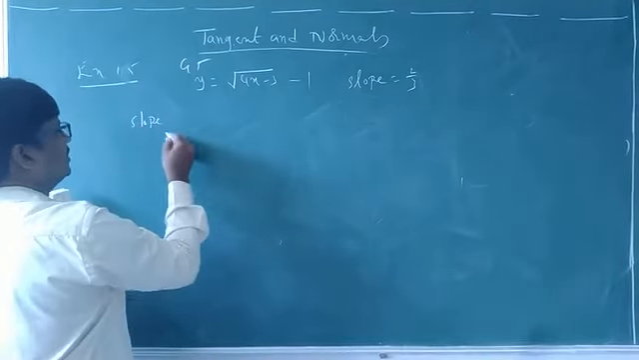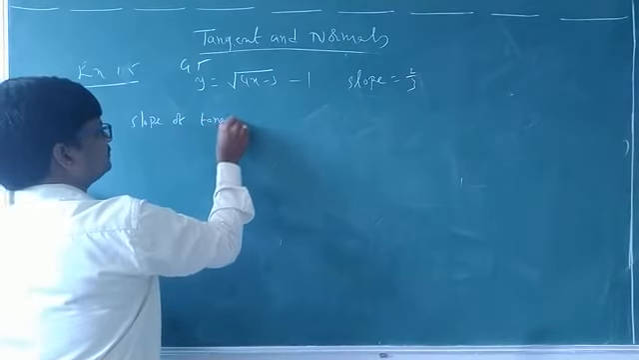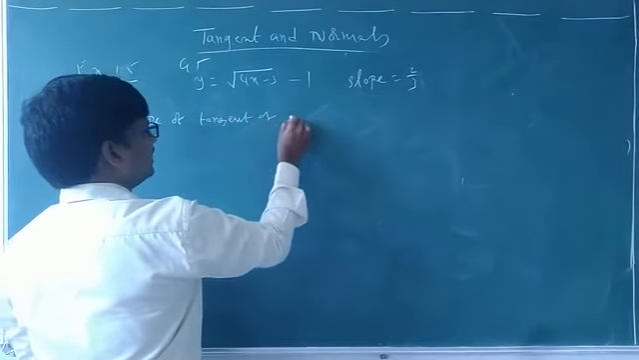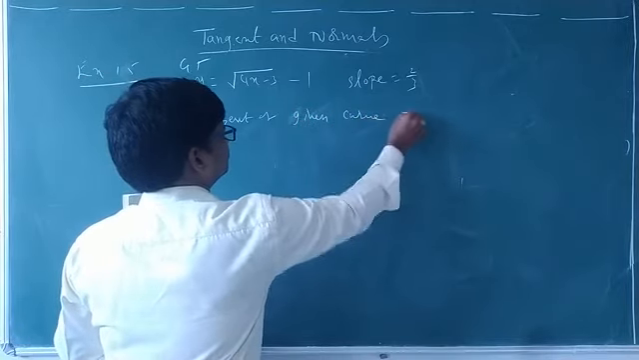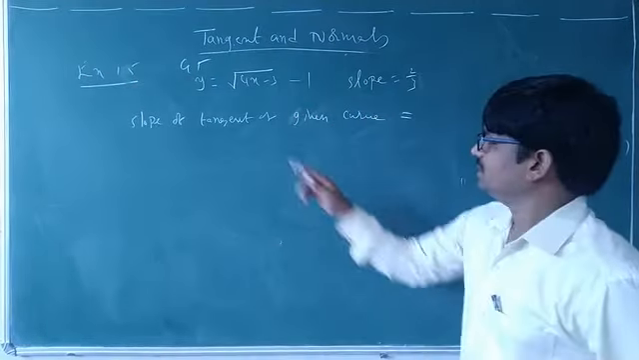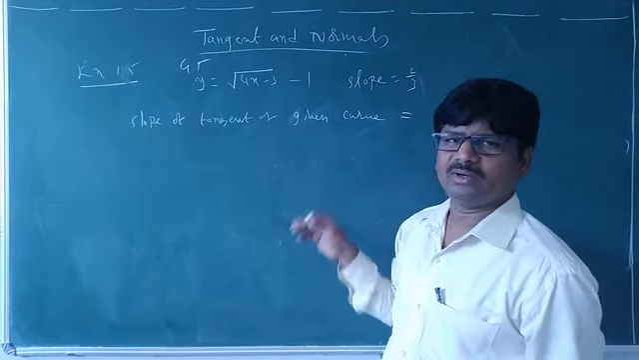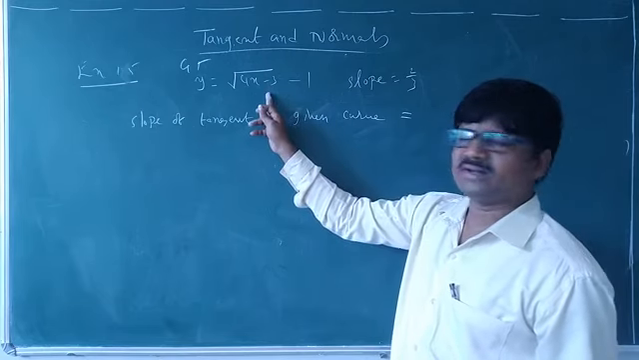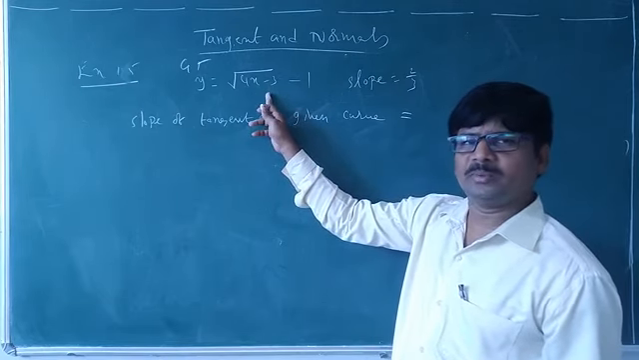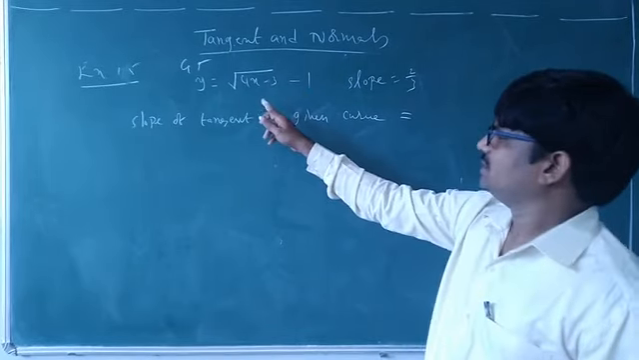Given that the slope of the tangent of the given curve is equal to the slope of the tangent of the given curve. How can you find the slope? Differentiate this one. That differentiation only is known as the slope of the tangent of the curve. Yes. Differentiate this one. See how you can differentiate.